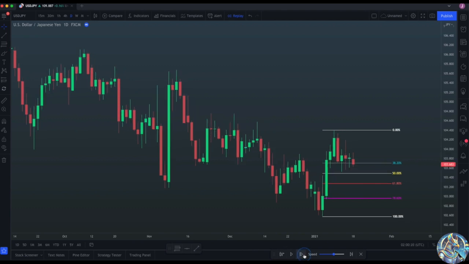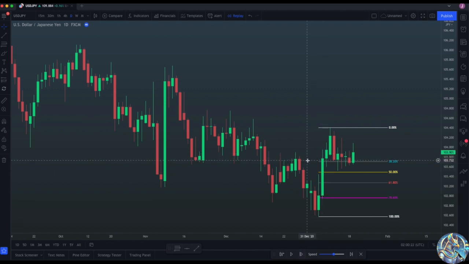As you can see, price is currently at 38.2% and has printed a reversal candlestick. So if you're a candlestick trader, you can definitely trade this right now with your stop loss set here. And yes, that's a move. Okay, so let's see what happens here.